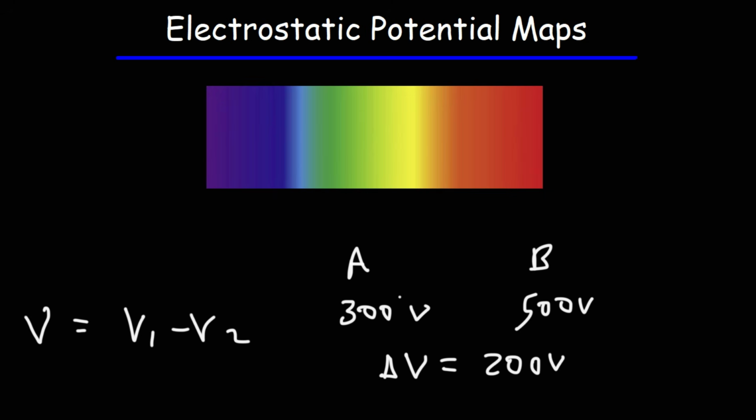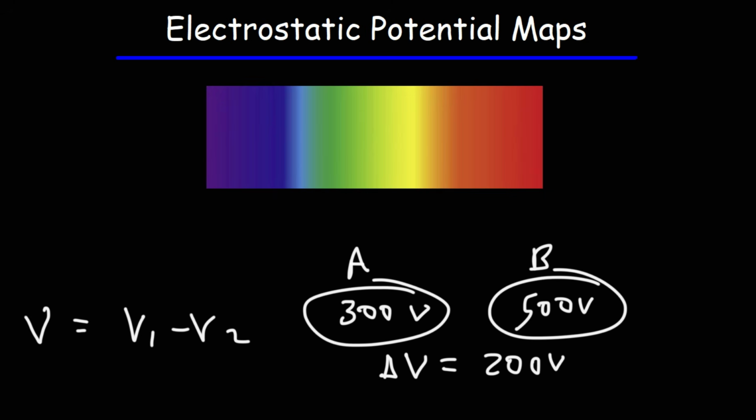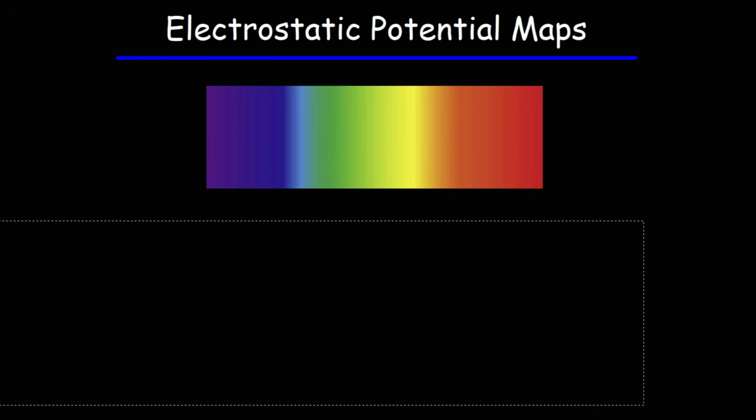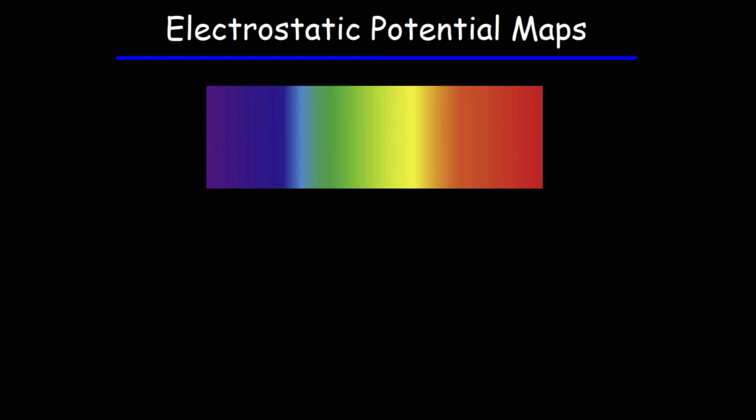The electric potential at A is 300 volts. The electric potential at B is 500 volts. So B has a higher electric potential than A. So when you think of the word electrostatic potential, think of electric potential in the sense of voltage, but also charge as well. In physics, the electric potential of a charge is dependent on the electric charge.